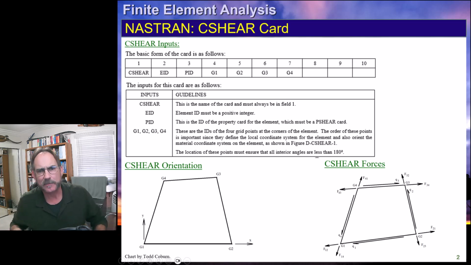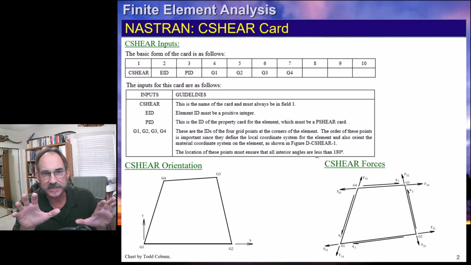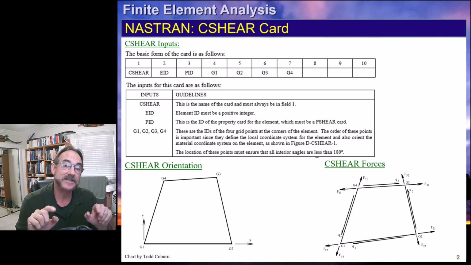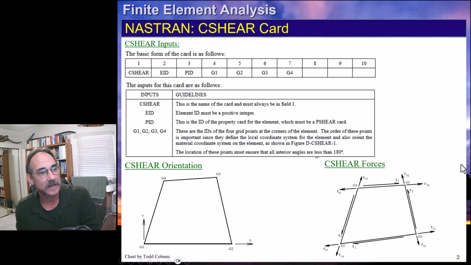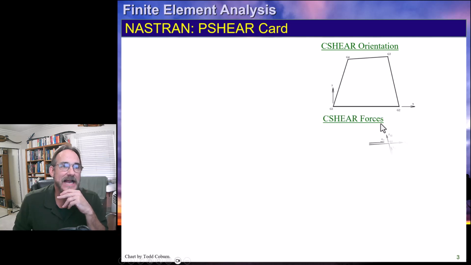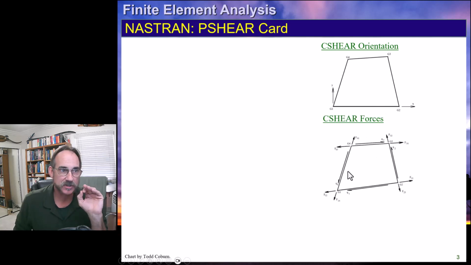Now you're probably just barely starting to understand that, or you might feel like you understand it, but then when you start trying to use it, it'll get cloudy again. So stay tuned and we'll try and make all this clear for you. So once again, this is our NASTRAN orientation. This is the way NASTRAN forces are defined.